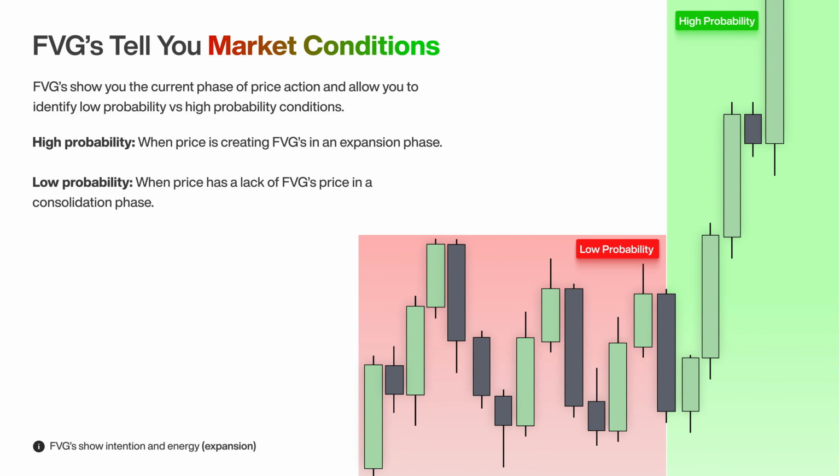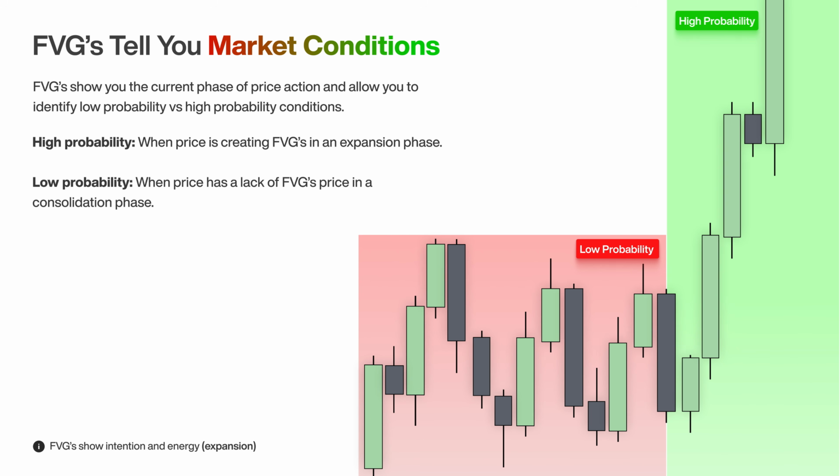Finally, one of the most important things that fair value gaps can help you identify is the market conditions. They give you a very clear distinction of high probability versus low probability price action. High probability price action is when price is in an expansion phase and it's creating fair value gaps. There is the presence of fair value gaps in price action. Price has intention, it's expanding.